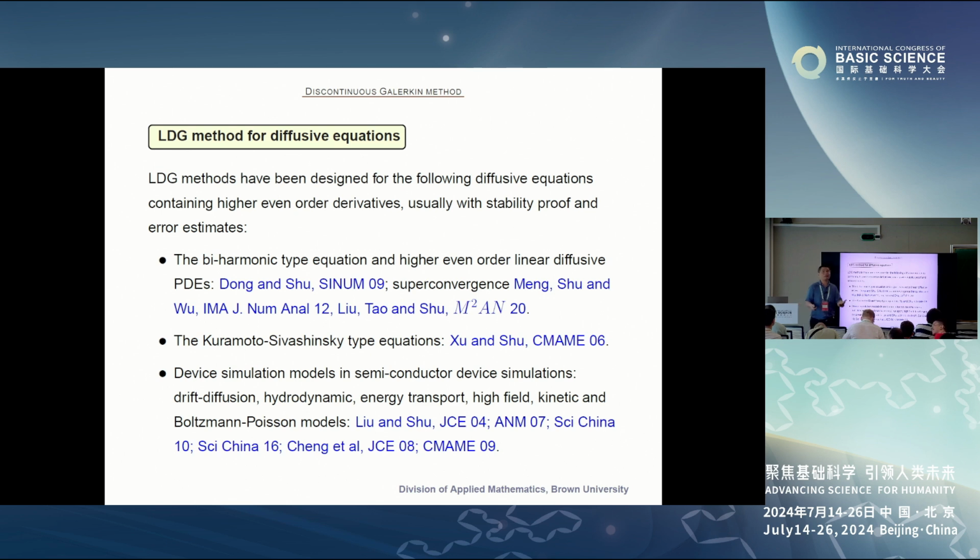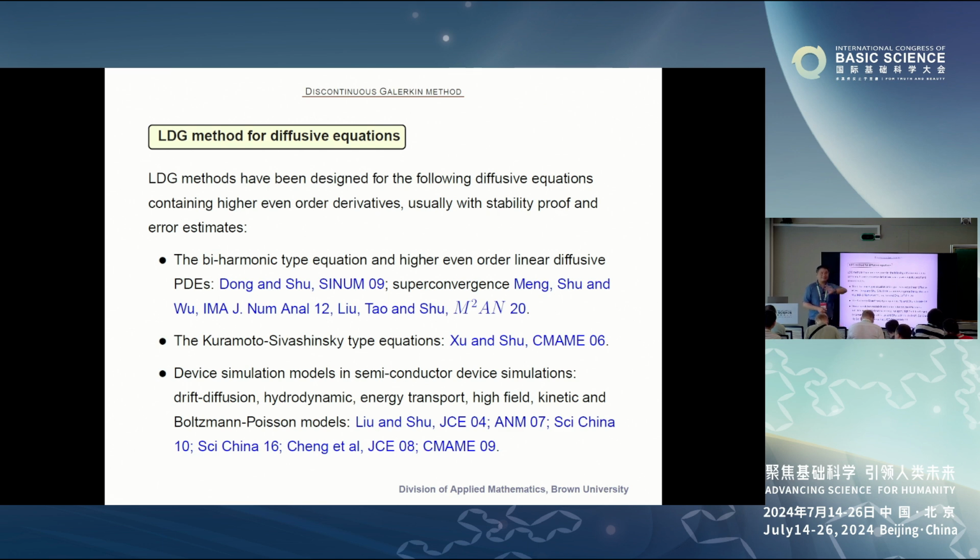By the same token, you can also do 4, 5, 6, 7, 8. So it turns out that all the even ones have one category, called diffusive type PDEs. All the odd ones are the dispersive type PDEs, and their treatments are similar. So you can also do the biharmonic and other types, like Kuramoto-Sivashinsky and others. There are a lot of such PDEs from mathematical physics.